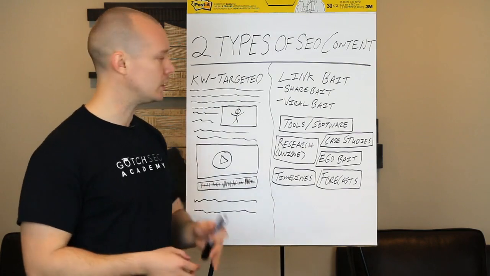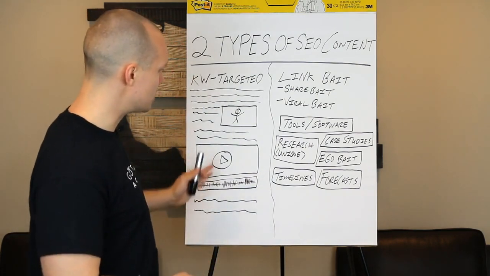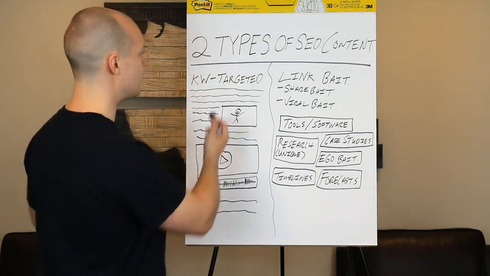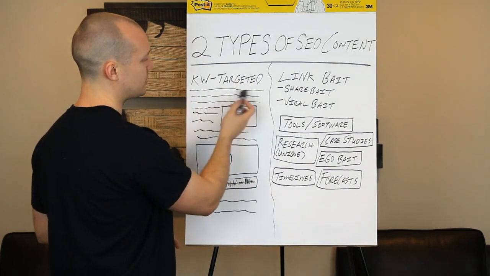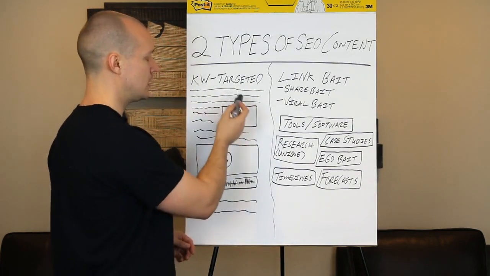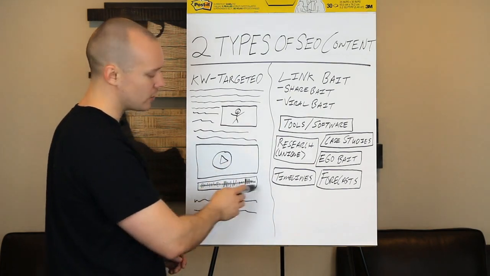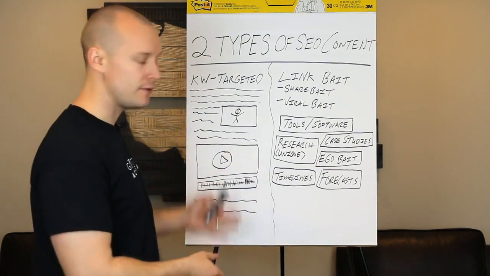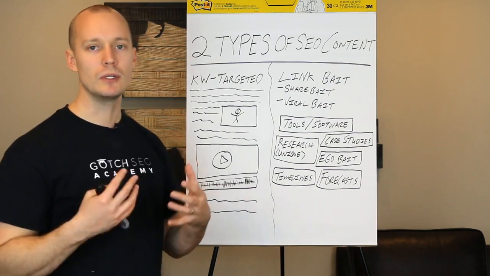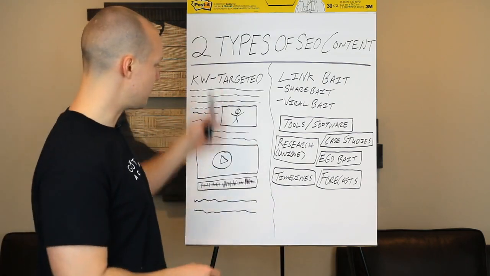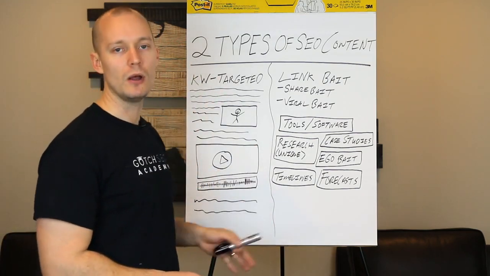And so traditionally, a lot of keyword targeted content is going to look very similar to this. It's going to have a headline, it's going to have text, a lot of words, it's going to have images, it's going to have video, and it may even have audio files, and it may even have infographics to really deepen the content. And so this is the type of content that performs very, very well.